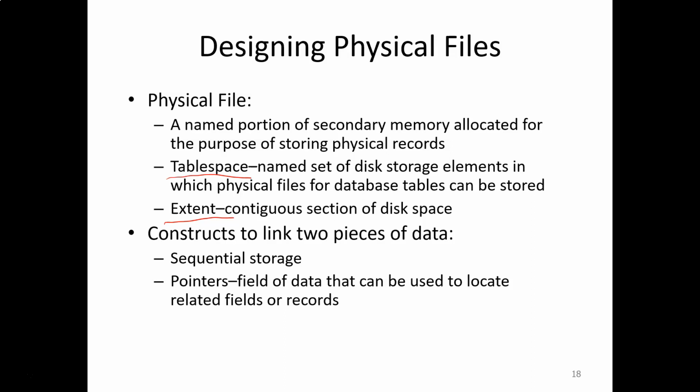There are a number of different ways to link two pieces of data or two records in a database. You can do sequential storage, which means you go from the first record to the next record and so on, just like a cassette tape, right? Or you can use pointers to link one record to the next record. And a pointer is usually more efficient. It's faster for searching for a record than the sequential storage.